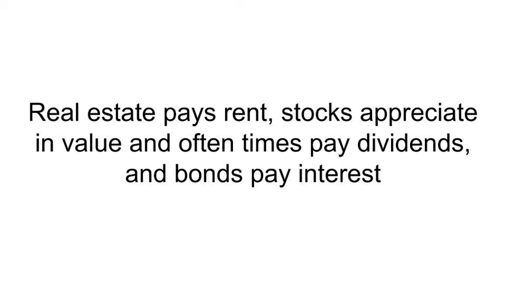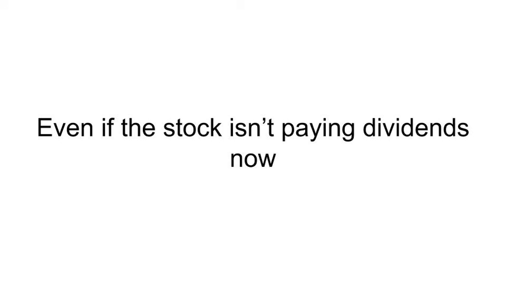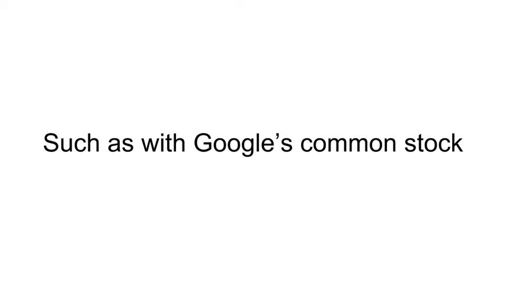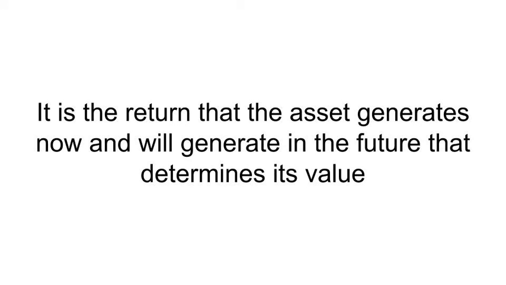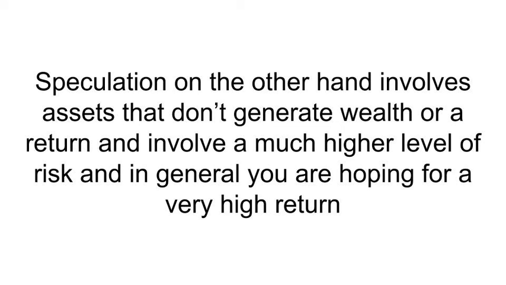Real estate pays rent, stocks appreciate in value and oftentimes pay dividends, and bonds pay interest. Even if the stock isn't paying dividends, such as with Google's common stock, it is creating wealth or value and appreciating in price. It is the return that the asset generates now and will generate in the future that determines its value. Speculation, on the other hand, involves assets that don't generate wealth or a return and involve a much higher level of risk, and in general, you are hoping for a very high return.